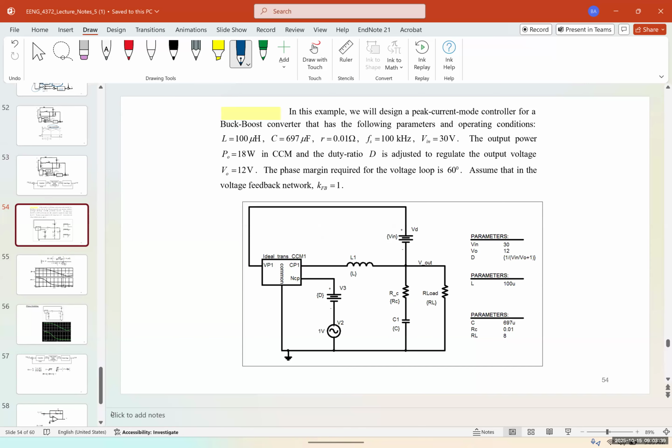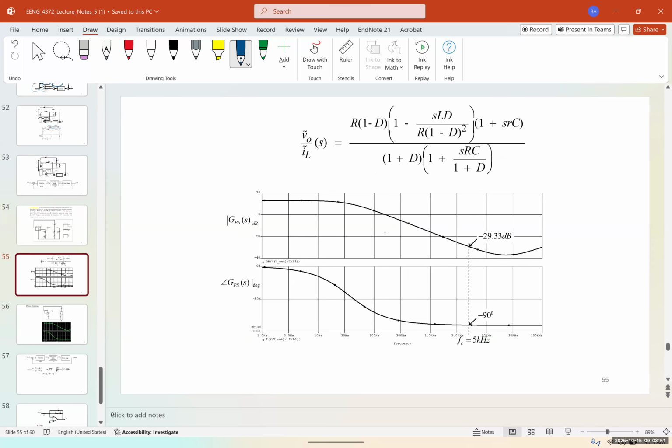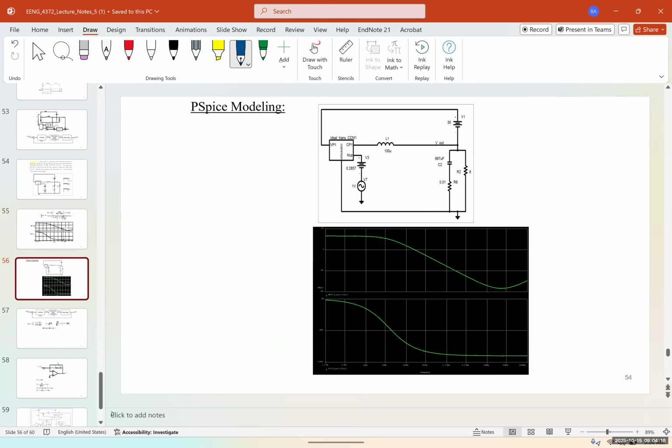We have another example here. The first example that we had, here the phase margin is again 60 degrees, and the feedback KFB is going to be equal to 1. Now, here we can see the output gain and the output phase. And again, we have a switch in the phase around 50 hertz. And the phase reaches its steady state at -90 degrees at around 5 kilohertz. And the gain reaches -29.33 dB, which you can see here as well in the PSpice modeling.